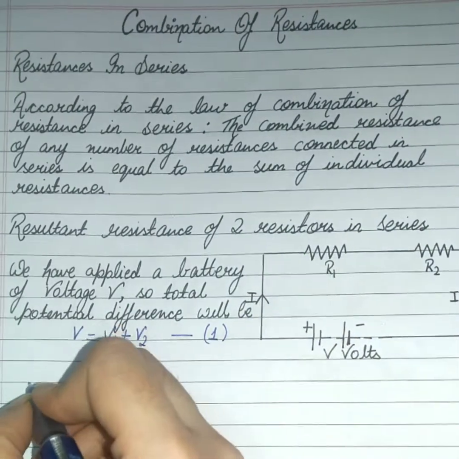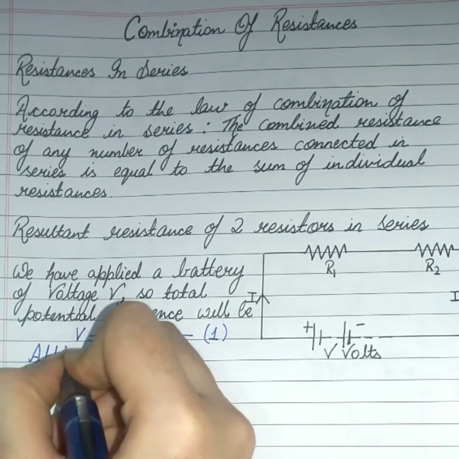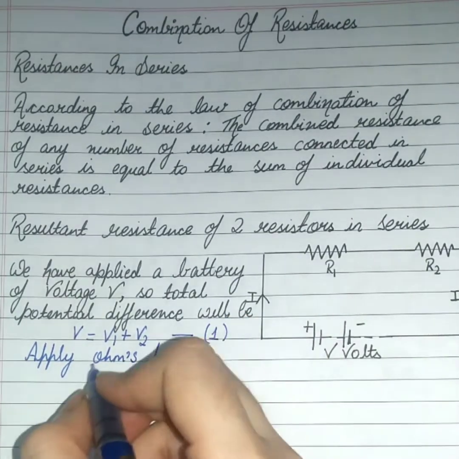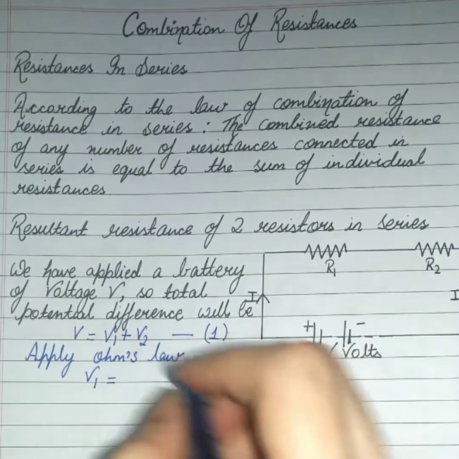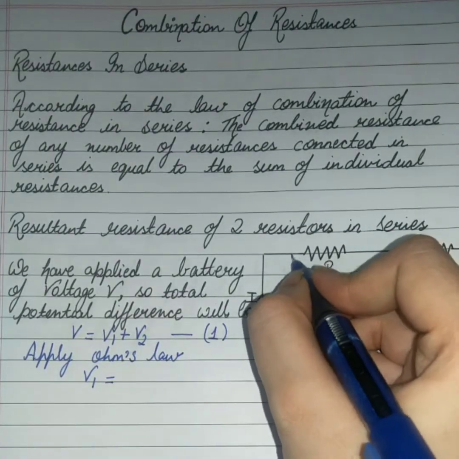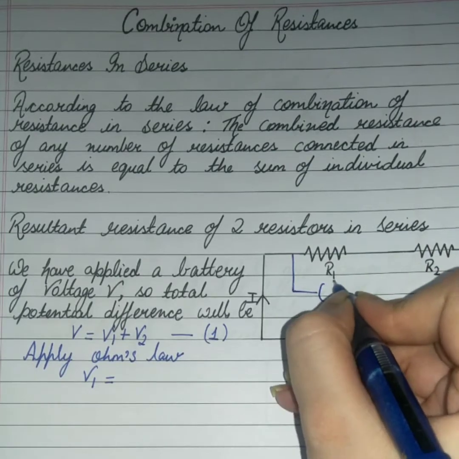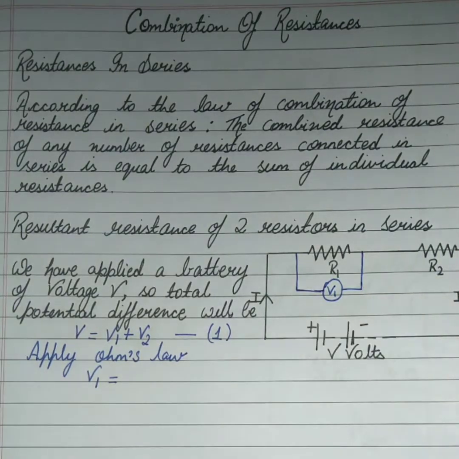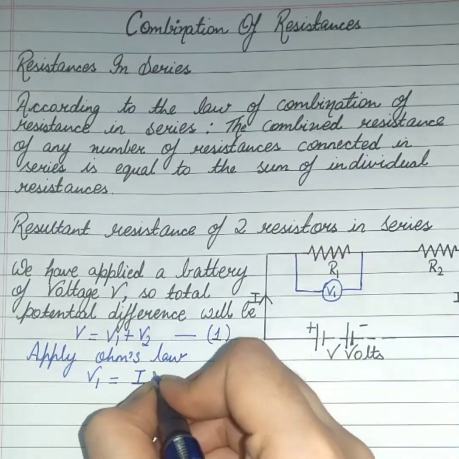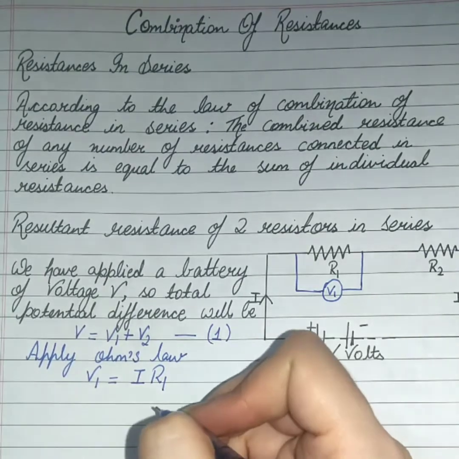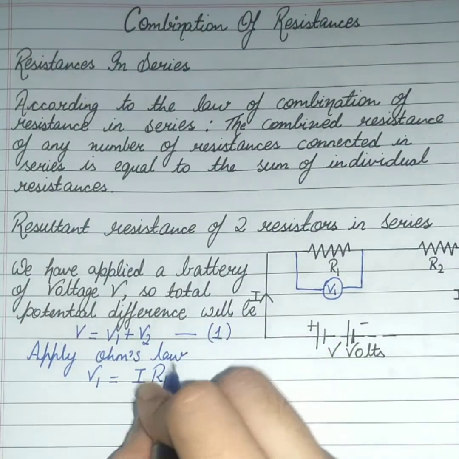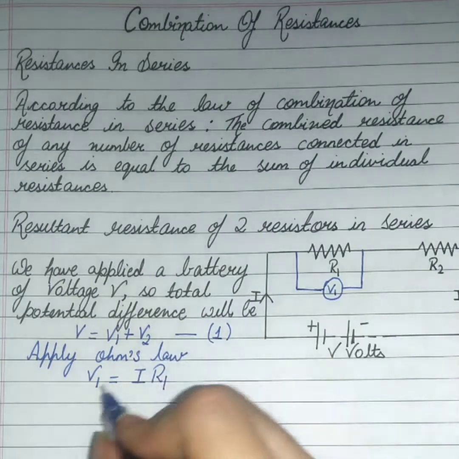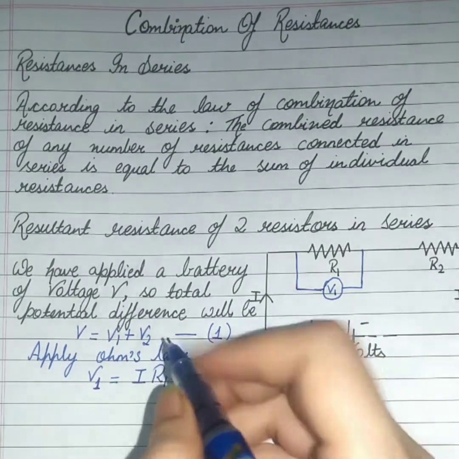But students, if we apply Ohm's law, what would be our V1? What will be the potential difference across resistance 1? So V1 would be I into R1. As we know, Ohm's law is V equal to IR. So for the first resistance, the potential difference would be V1 equal to IR1.